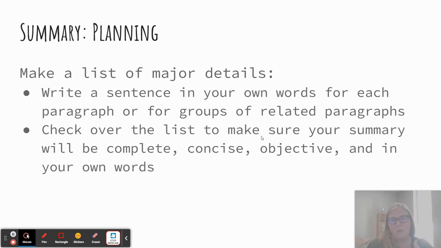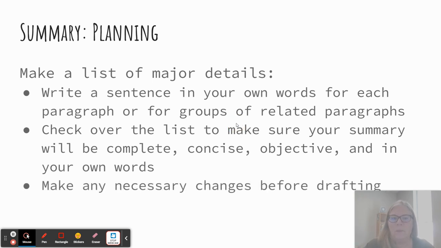That's kind of what your summary plan will look like. And then you would check over that list to make sure that you've included everything that's important from the article, that you're leaving out specific details, that you haven't included any of your opinions, and that it's pretty much in your own words. These are things that I will be checking on your outline when you submit it to me. So that's what I'll be looking for. All right. And I will give you some recommendations, and you will make any necessary changes before drafting.